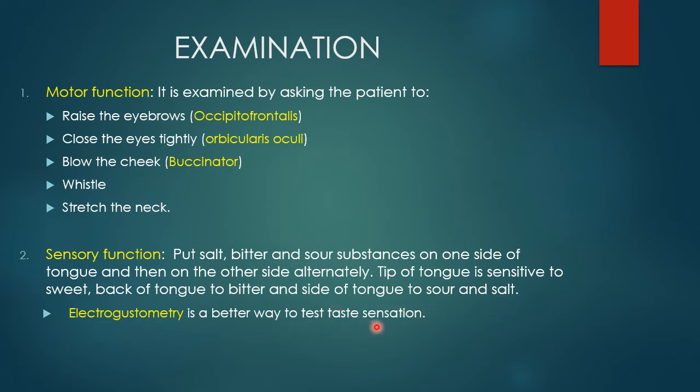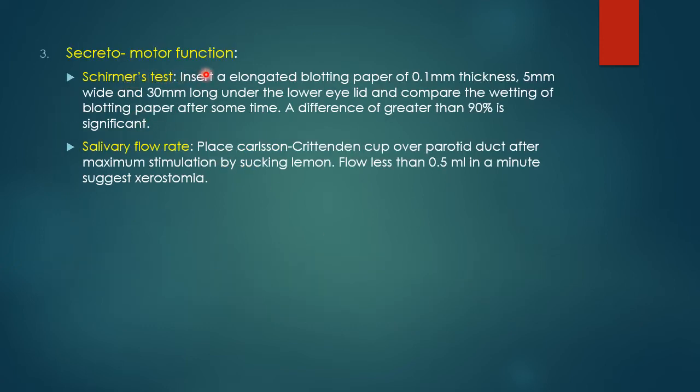Electrogustometry is a better way to test taste sensation. Then the secretomotor function is assessed by Schirmer's test and salivary flow rate. In Schirmer's test, insert an elongated blotting paper of 0.1 mm thickness, 5 mm wide and 30 mm long under the lower eyelid and compare the wetting of the blotting paper after some time. A difference of greater than 90% is significant.